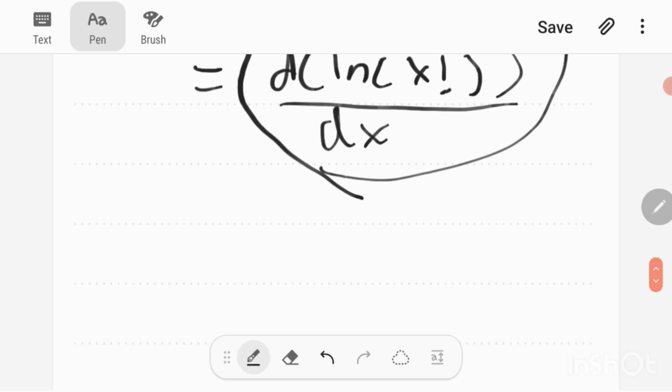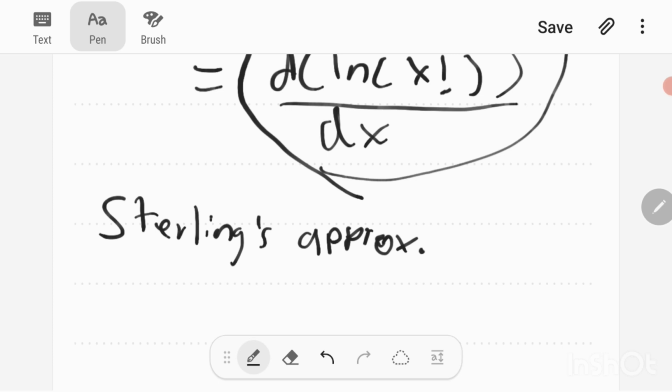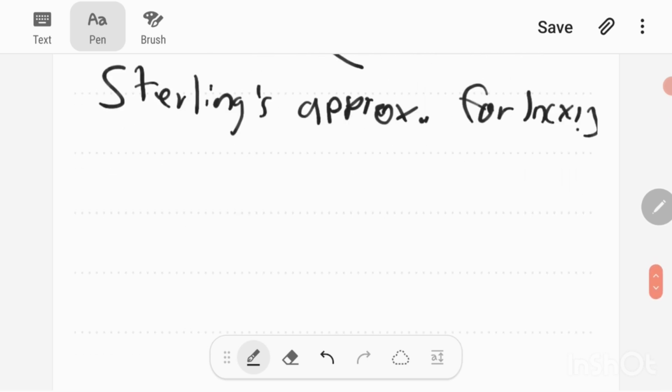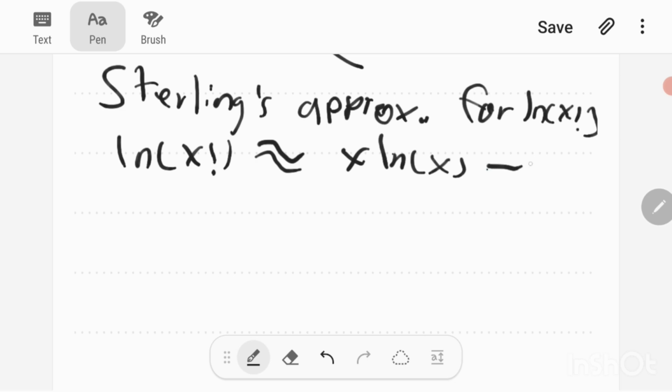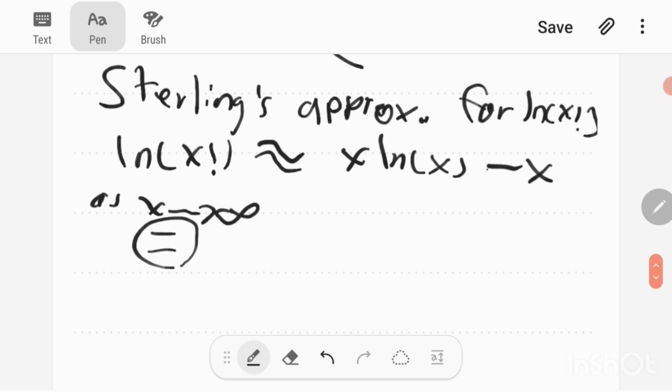But how can we resolve that even further? Because it already has x factorial. But as we know that this limit holds as n tends to infinity, we can use Stirling's approximation for ln of x factorial, because the rate of change wouldn't be different from the actual x factorial function, as they both tend to the same behavior asymptotically. We can say ln of x factorial is approximated by x ln of x minus x as x tends to infinity. This is their equivalence asymptotically as x tends to infinity.